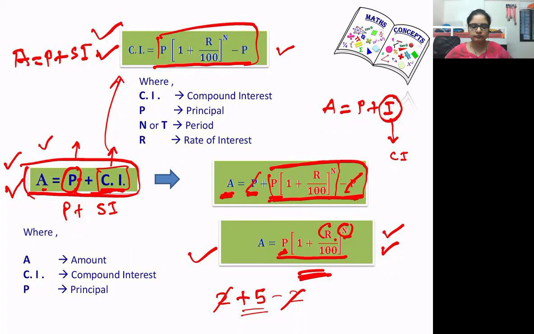And period is the same as number of years, right? Yes, period is same as number of years. Period is the period for which the borrower borrows money.